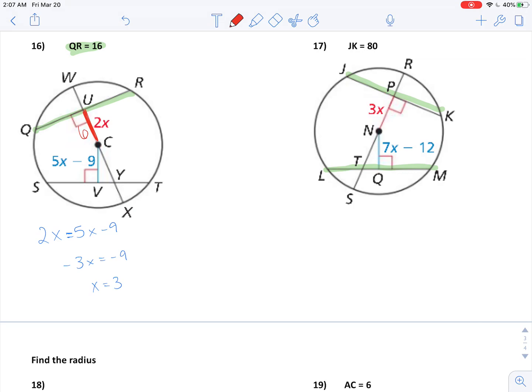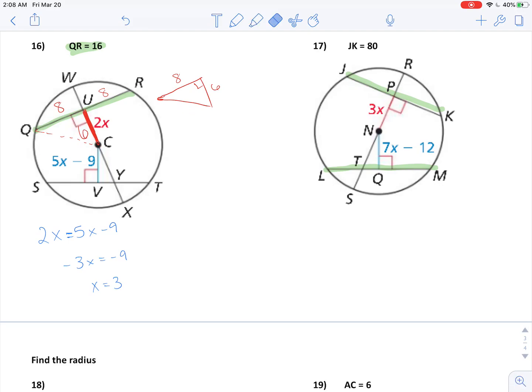And if this is 16, then what's QU? QR is 16. What's QU? Well, that's 8 and 8 because this segment goes through the center of the circle. So now I've got a triangle here. I can find this radius. Got a triangle here that looks roughly like this. Got 8 and 6 and a hypotenuse that I do not know.